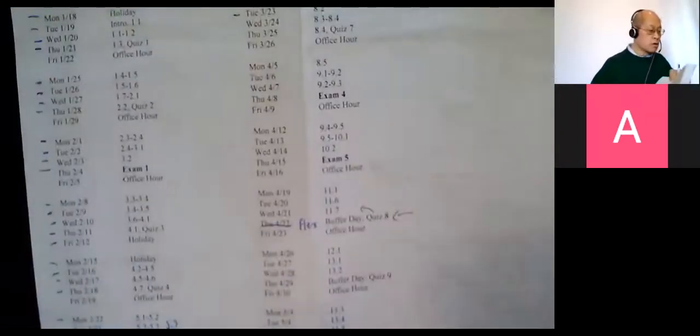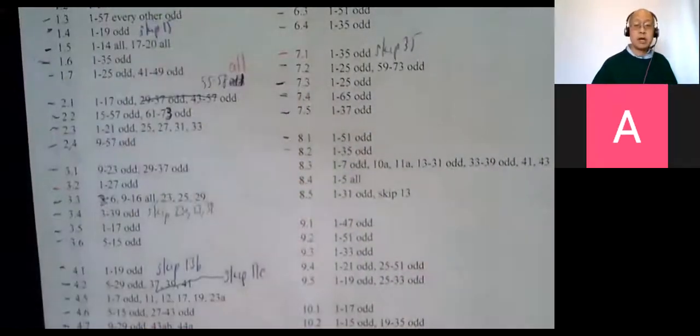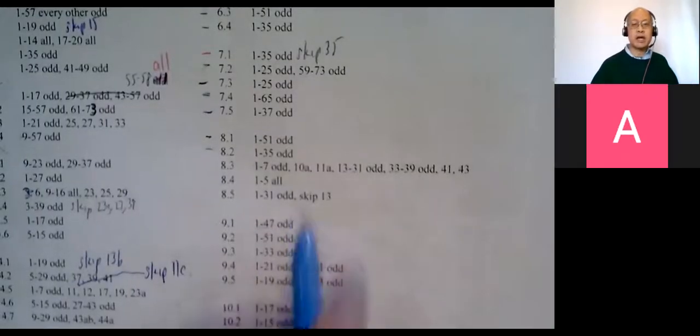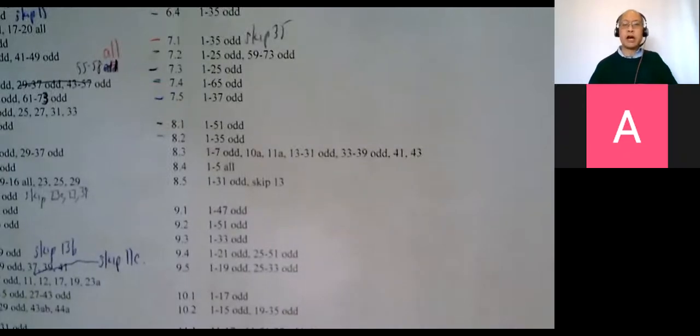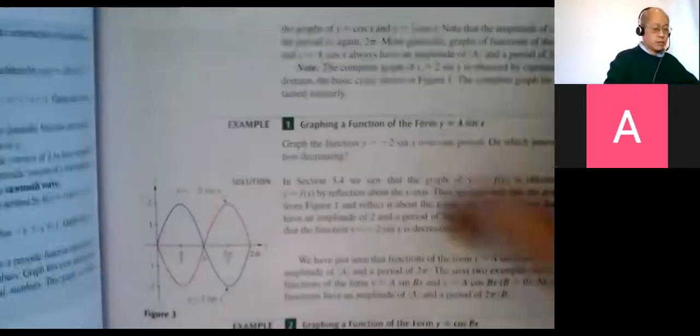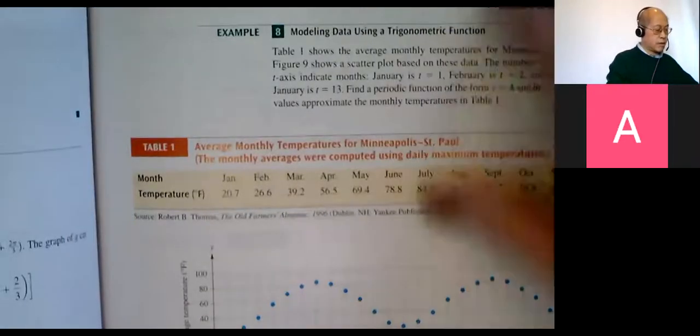Okay, so the homework again was a little bit convoluted. Okay, so we're done with this. 8.3, 1 to 7, odd, 10A, 11A, 13 to 31, 33 to 39, 41, 43. So the highest number is problem 43. Okay, so I'll show you what it's about.